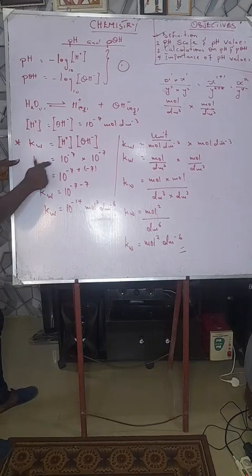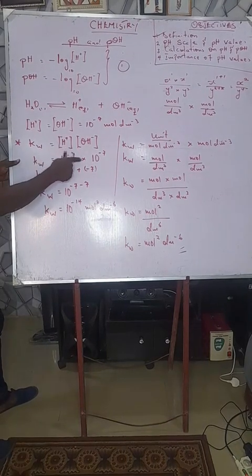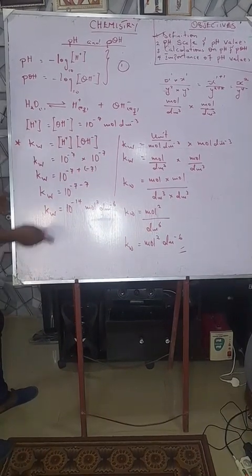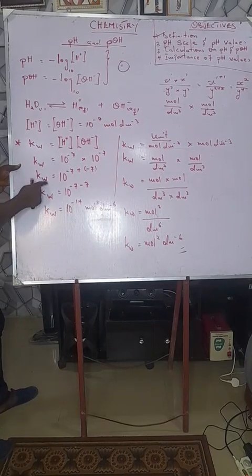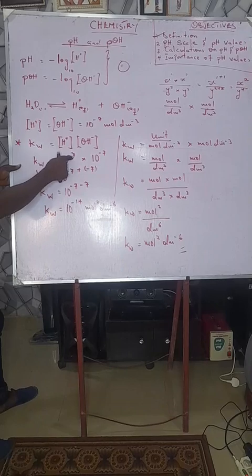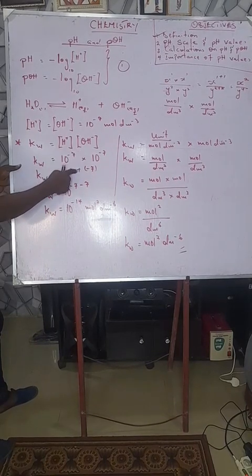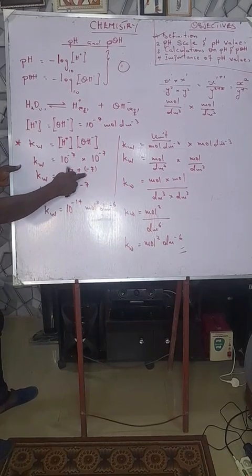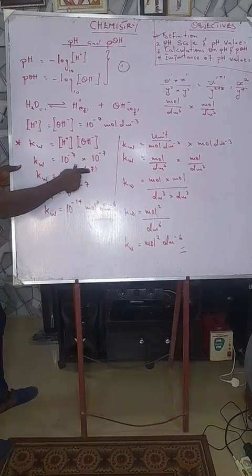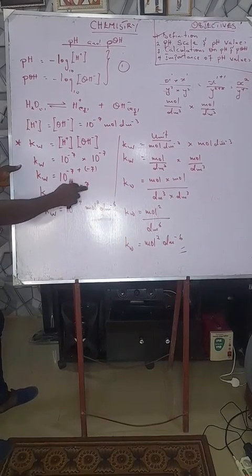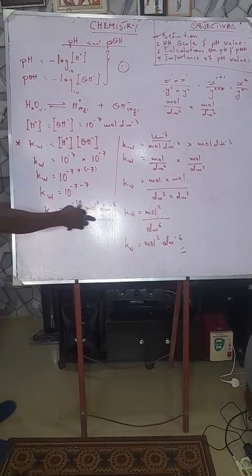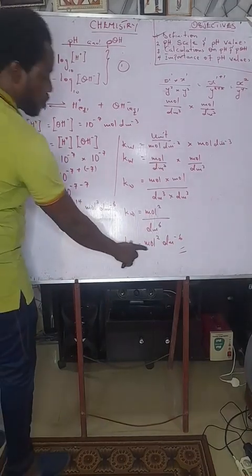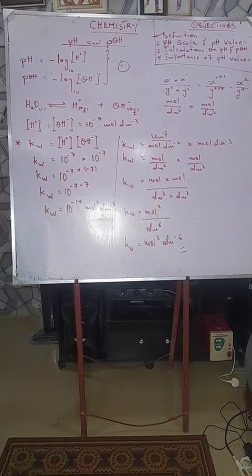So this one, Kw, is equal to 10 raised to the minus 7 times 10 raised to the minus 7. Now, remember your logarithm, or your indices. Your Kw now equals 10 raised to the minus 7 times, we change to plus, minus 7. Then you have Kw equals 10 raised to the minus 7 minus 7. Plus times minus will give us minus. Then from here, minus 7 will give you what? Minus 14. Then we calculate the unit here, and we have mole raised to power 2 dm raised to power of minus 6.